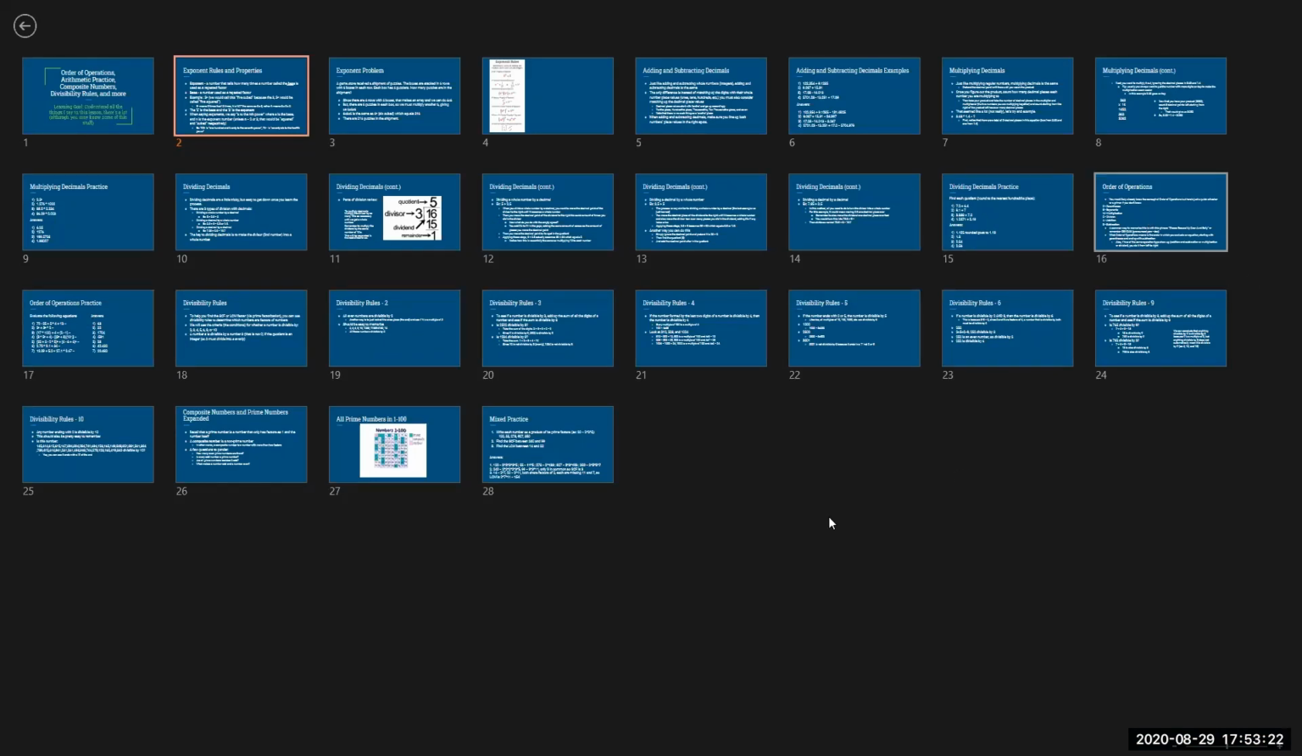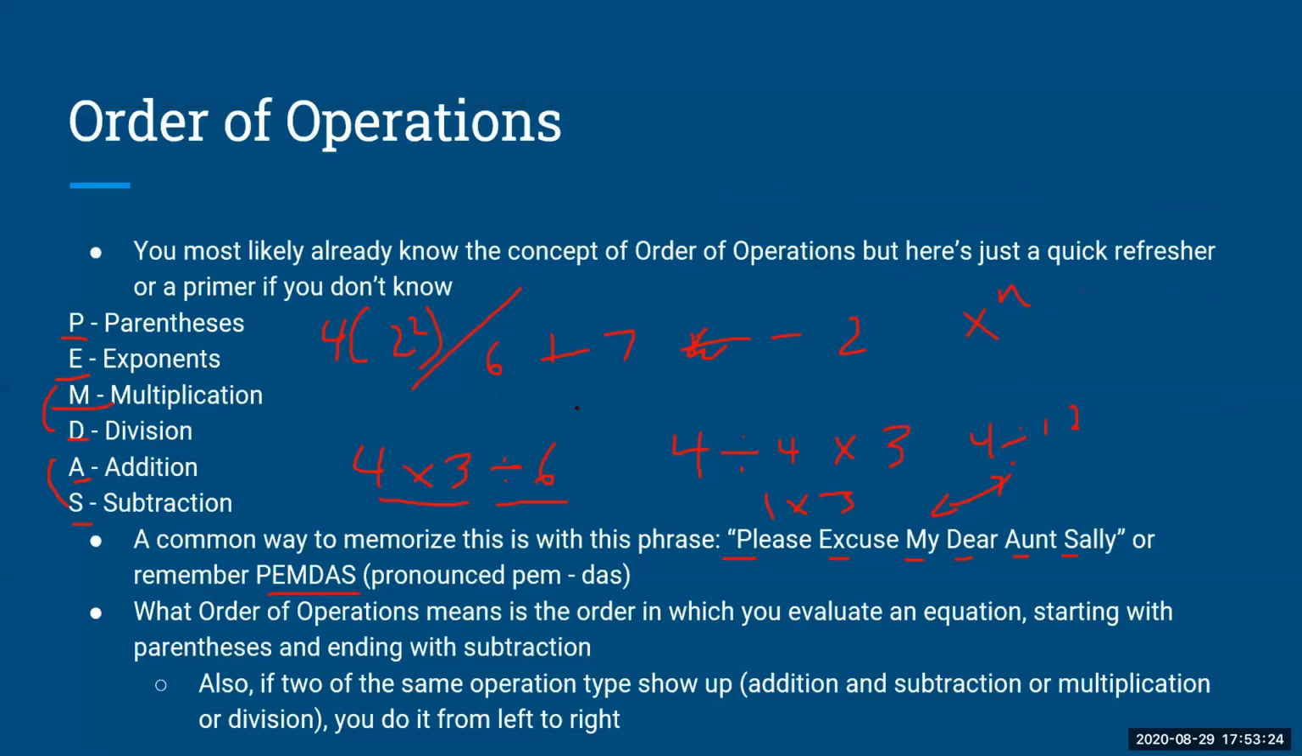Okay. So parentheses first, then exponents, then multiplication, then division, then addition, then subtraction. So memorize that. PEMDAS. How do you remember PEMDAS? You can either memorize PEMDAS, PEMDAS, PEMDAS, or please excuse my dear Aunt Sally, or as Cindy said, please execute my deadly asparagus soup. Please execute my disgusting addictive swan is how you remember it.